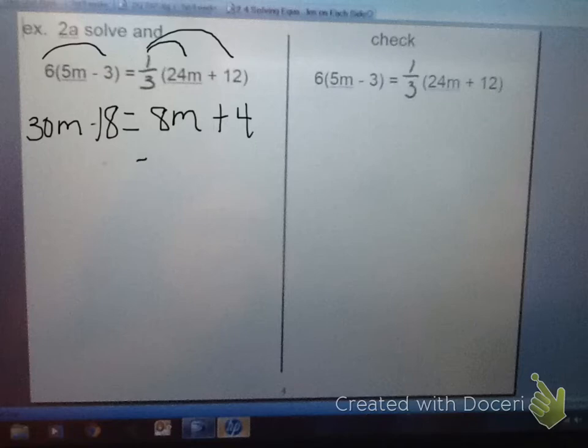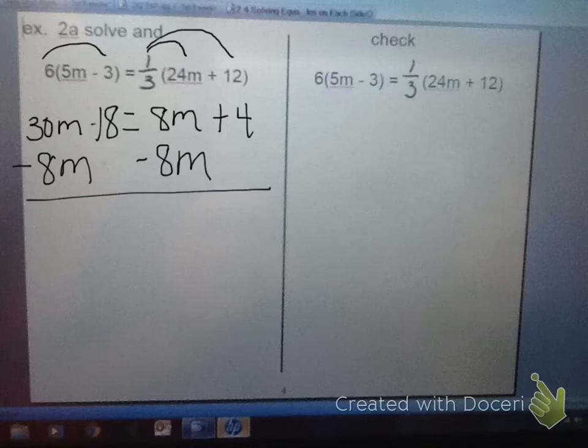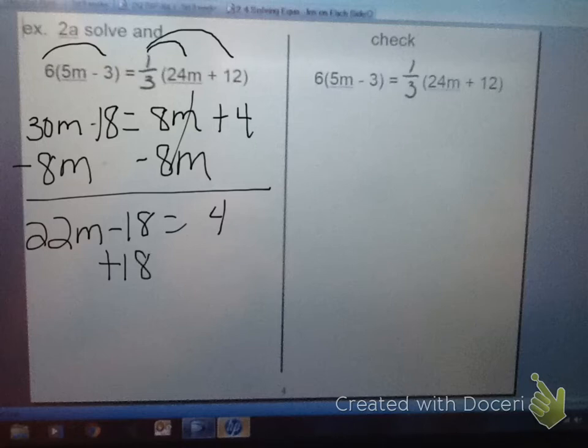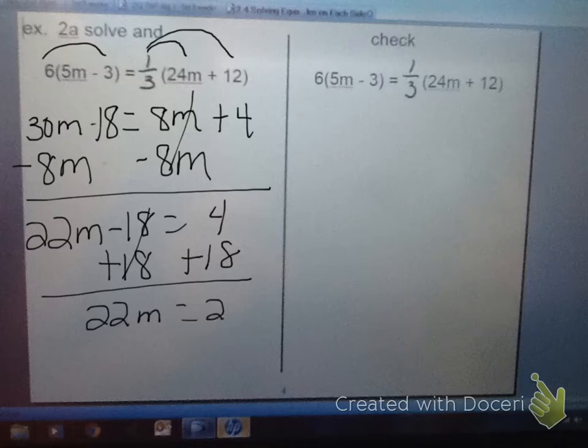Now I am going to subtract the 8m on both sides. 30m minus 8m is 22m. Bring down the minus 18, bring down the equals, and bring down the 4. Now I'm going to add 18 on both sides. So that's 22m is equal to 18 plus 4, which is 22. Divide both sides by 22. And you get m is equal to 1.